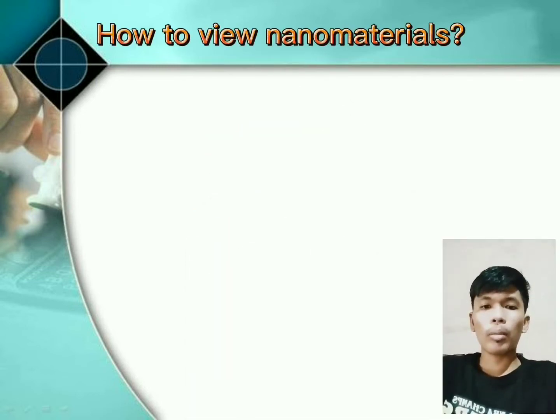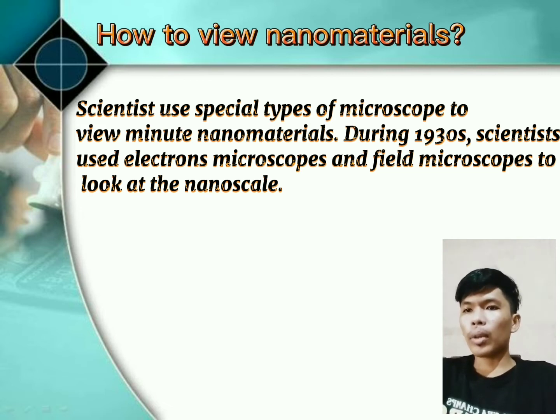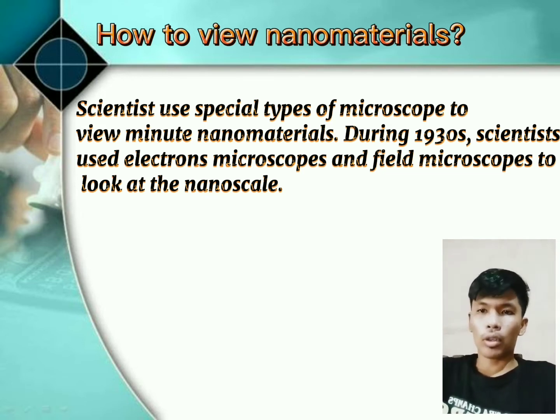How to view nanomaterials. Scientists have used a special type of microscope to view minute nanomaterials since the early 1930s. Scientists use electron microscopes or field microscopes to look at the nanoscale. The scanning tunneling microscope and atomic force microscope are just among the modern and remarkable advancements in microscopy.